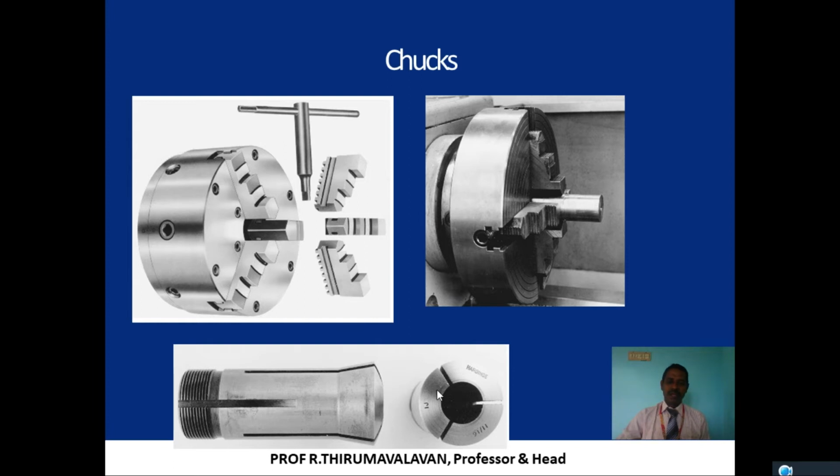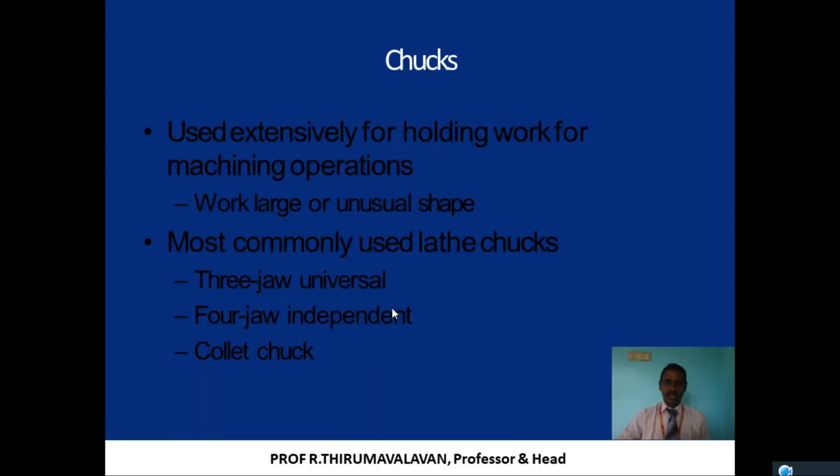And another is the collet chuck. These chucks are used for externally holding the workpiece for machining operations, including very large workpieces and unusual shapes. These are the most commonly used chucks. I am just showing the diagram, and we will show elaborately the 3-jaw universal chuck, the 4-jaw independent chuck, and the collet chuck. Three major chucks: 3-jaw, 4-jaw, collet.